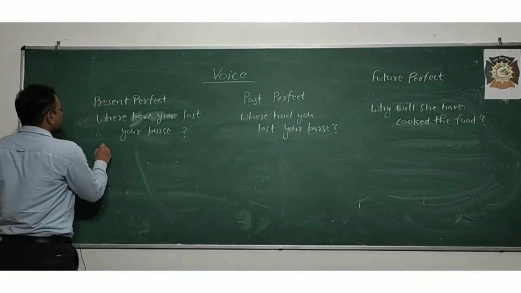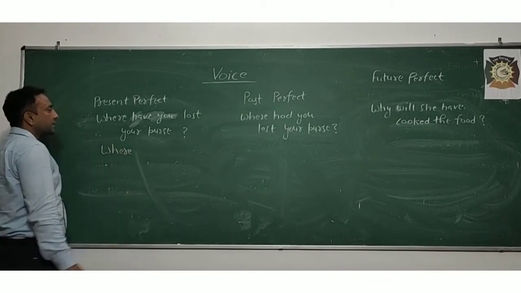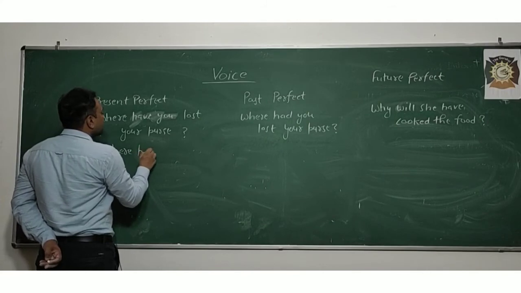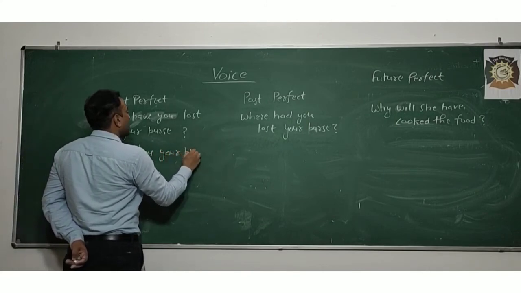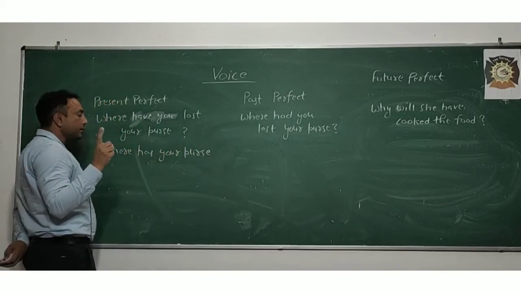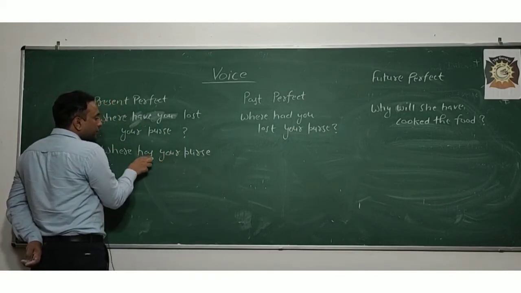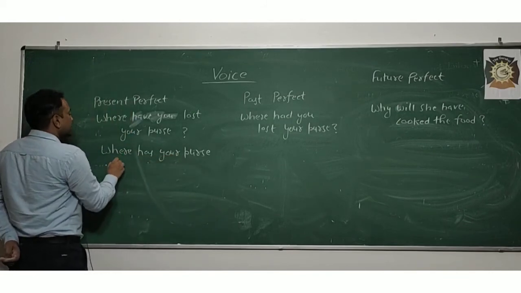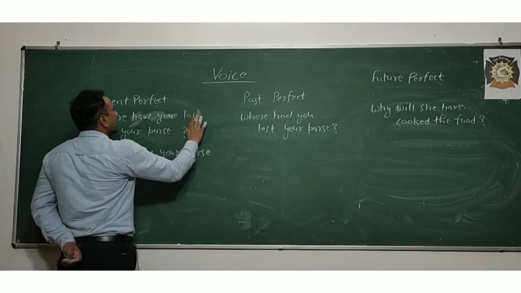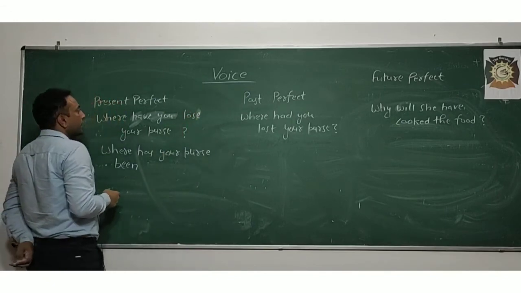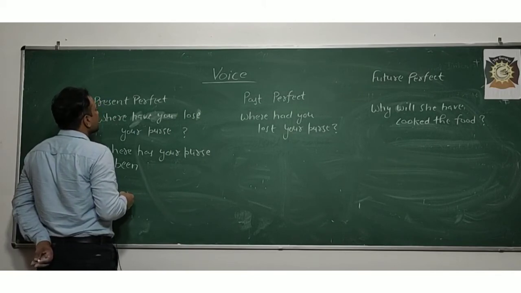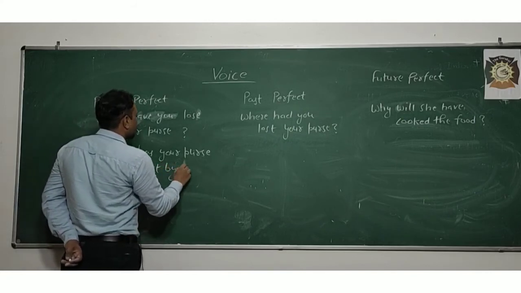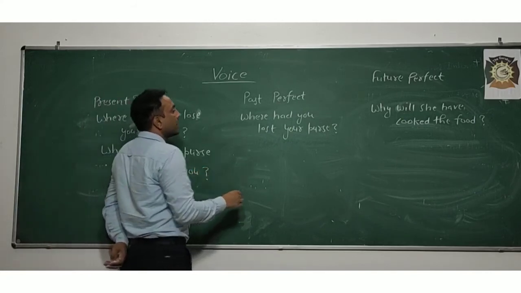So first of all, where starts with the WH family, it will remain as it is. Where have you lost your purse? So where has your purse? Your purse is singular, means your only purse, single purse. So according to the subject we will use has here, because we have to keep the sentence interrogative. So where has your purse been? Here we will use lost. Where has your purse been lost by you, and question mark.